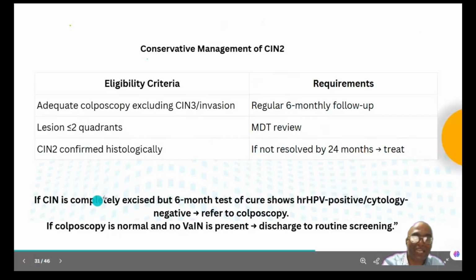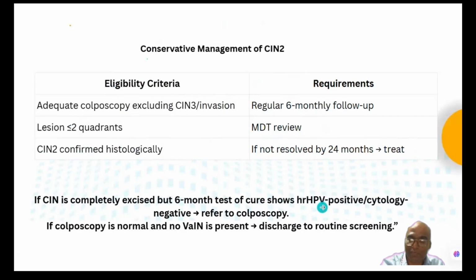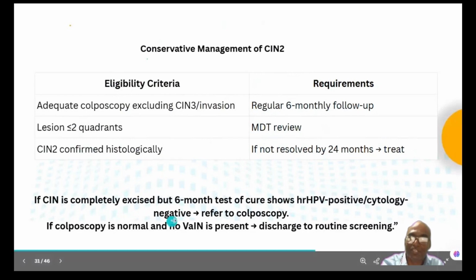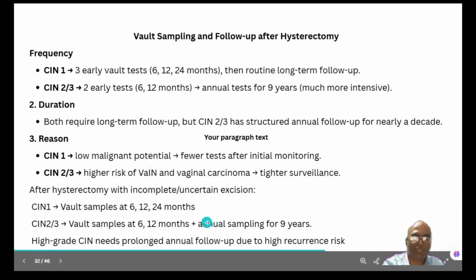If CIN is completely excised but 6 months test of cure shows HRHPV positive, cytology negative, she goes for colposcopy. If colposcopy is normal and no VIN is present, she is discharged to routine screening. This is for the post-hysterectomy follow-up, for CIN which is completely excised.